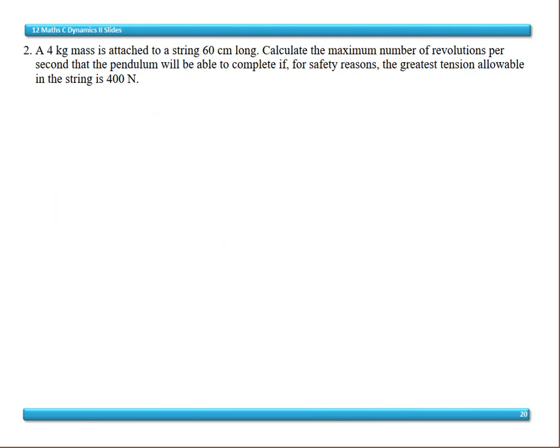Okay, next example: a 4 kilogram mass is attached to a string 60 centimeters long. Calculate the maximum number of revolutions per second that the pendulum will be able to complete if, for safety reasons, the greatest tension allowable is 400 newtons. So again, you can just use the formulas if you want, or you can draw a diagram and resolve, which is what I'm going to do here.